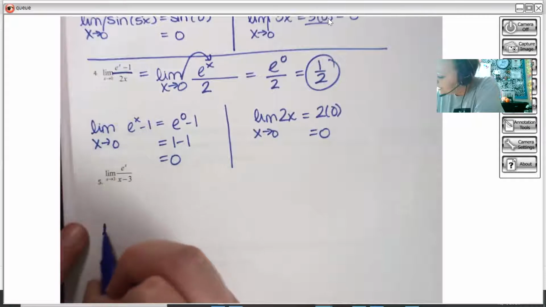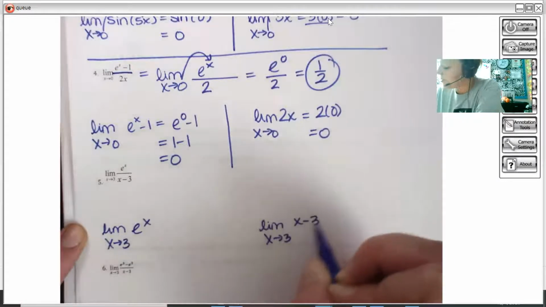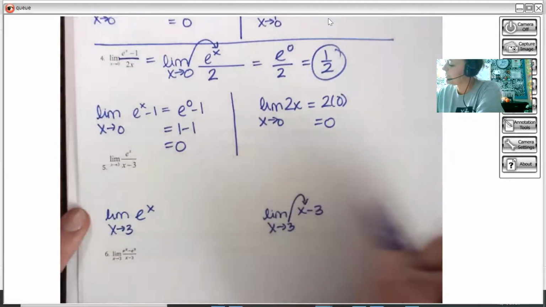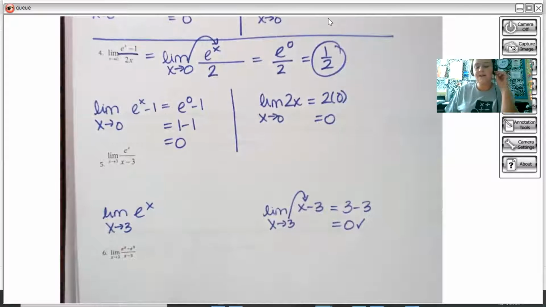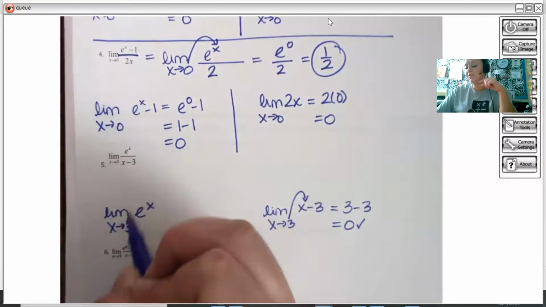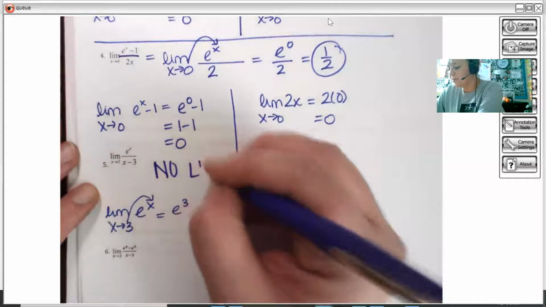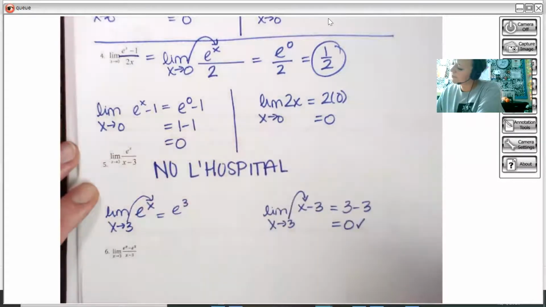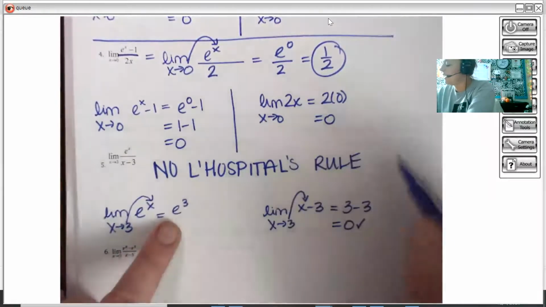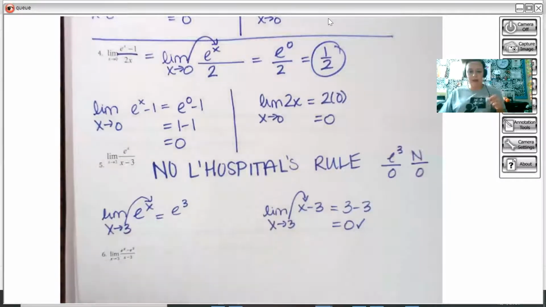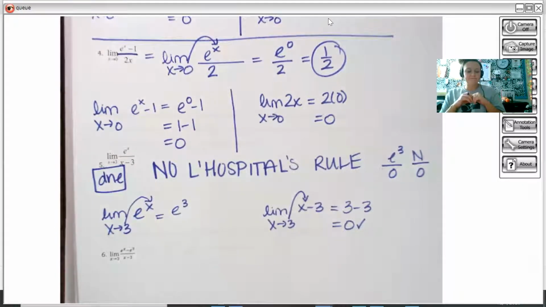We have the limit as x approaches 3 of e to the x, and then the limit as x approaches 3 of x minus 3. I'm going to plug in my 3 here first. 3 minus 3 gives me 0. So check, I can do L'Hopital's rule as that condition is met. But then when I go to check the other one, look what happens. Plug in a 3 to that, I get e to the 3. That's not 0. That means no L'Hopital's rule. It has to be 0 over 0. I got e cubed over 0. That's a no. So that means this limit is a DNE, and L'Hopital's rule was not able to fix that.